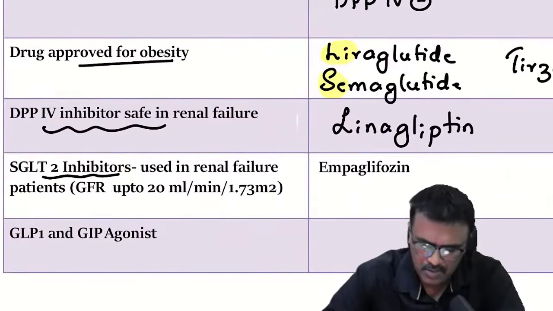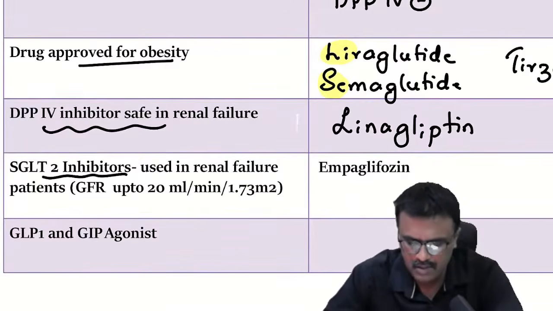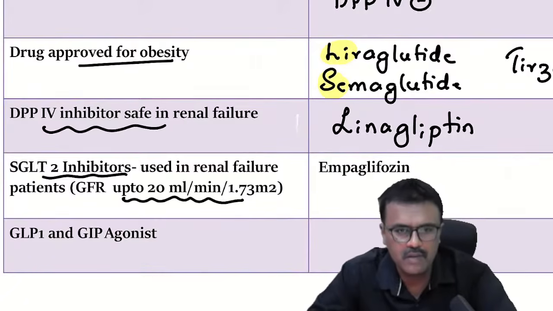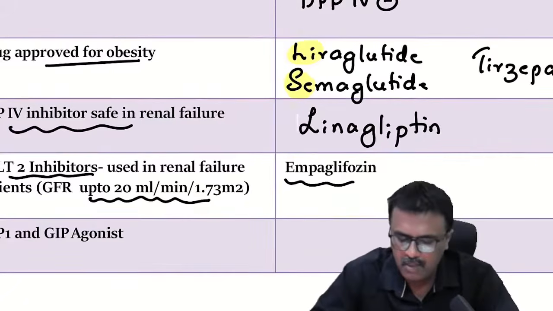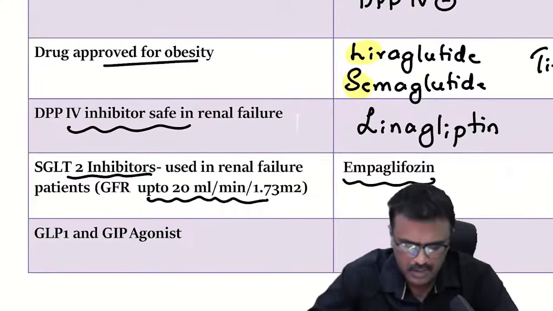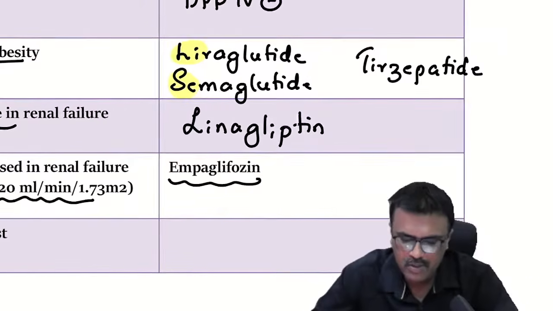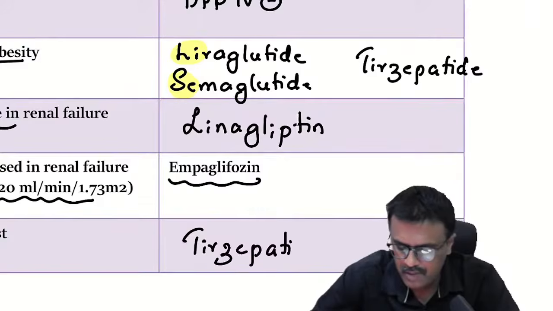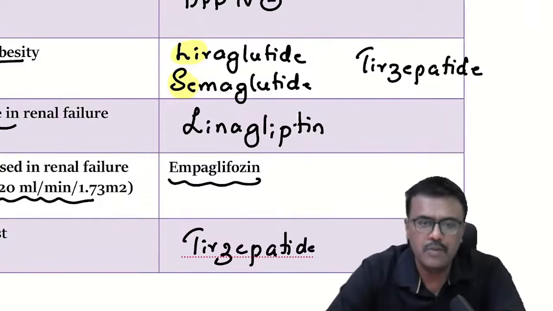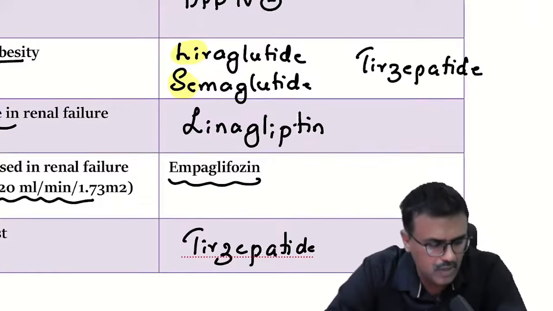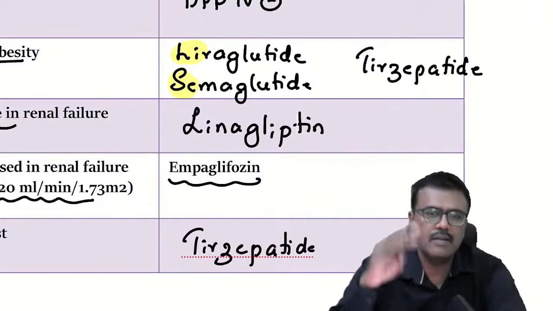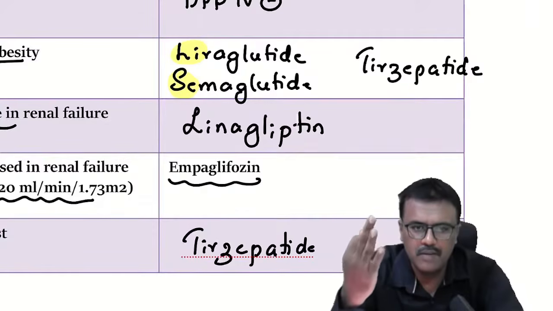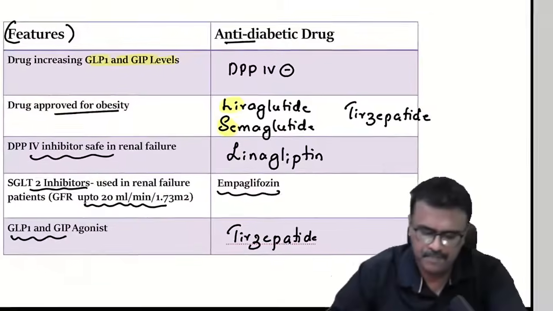Now SGLT2 inhibitors, they cannot be used in renal failure, but what is the one which can be used up to 20 ml per minute per 1.73 meter square? That name is empagliflozin. GLP-1 and GIP agonist, recently approved drug tirzepatide. It's the GLP-1 and GIP. What is GIP? Glucose dependent insulinotropic polypeptide. So remember tirzepatide, I am repeatedly telling you, TIR3. It is used for diabetes, obesity and obstructive sleep apnea. So tirzepatide is the drug.